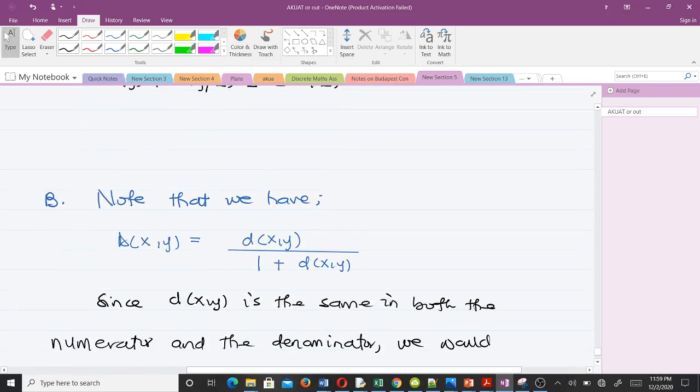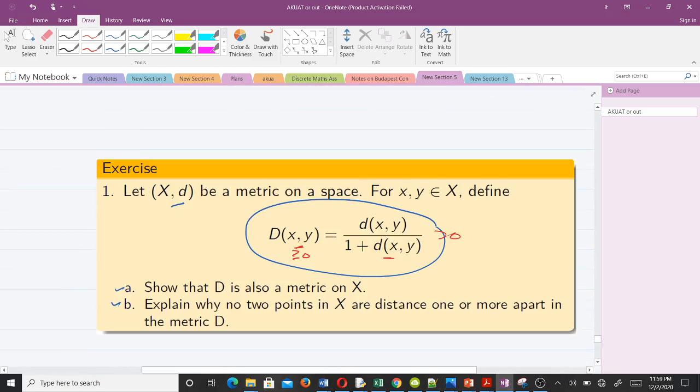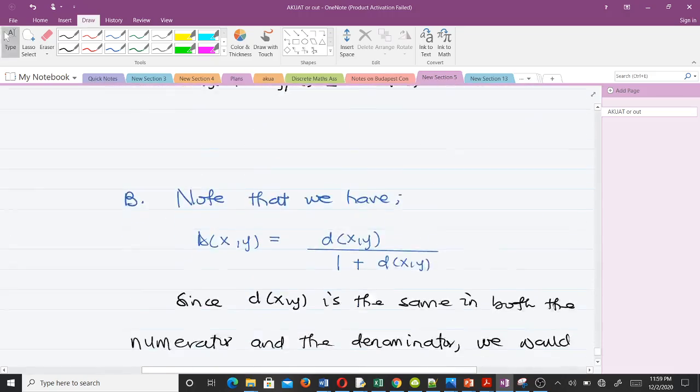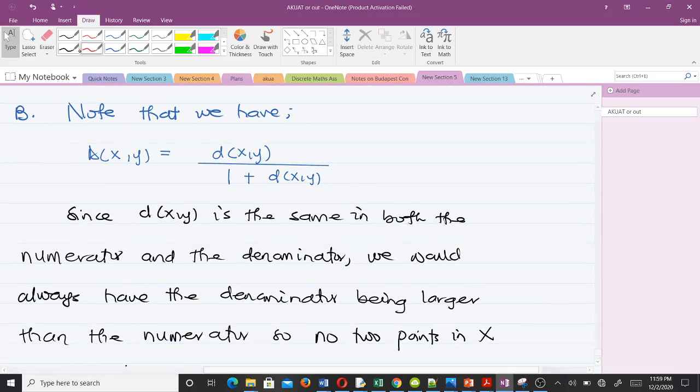Okay, then the second point says that we should explain why no 2 points in x are distance 1 or more apart in the metric d. So the explanation. We had this, right? This was our metric. Since the distance between x and y is the same in both the numerator and the denominator, what we have here is the same thing as we have here.